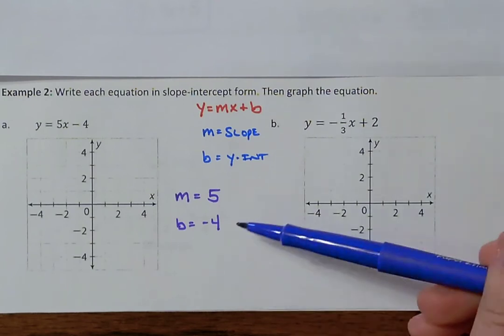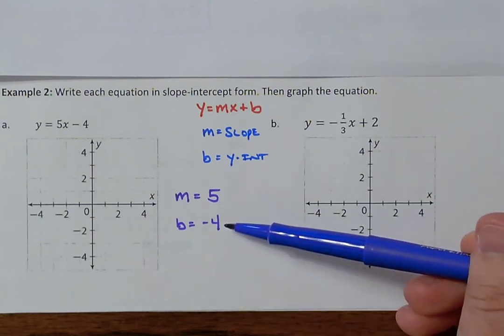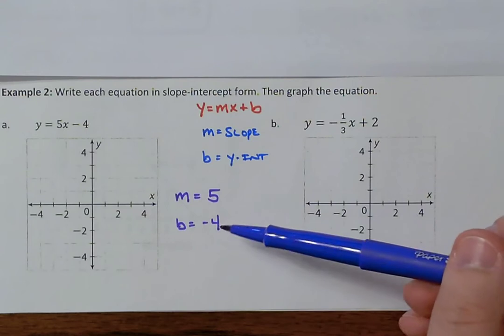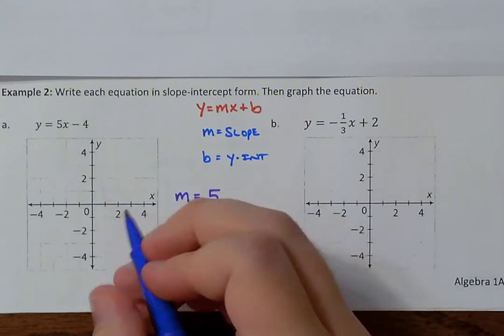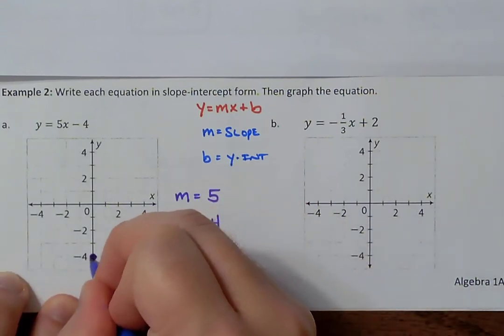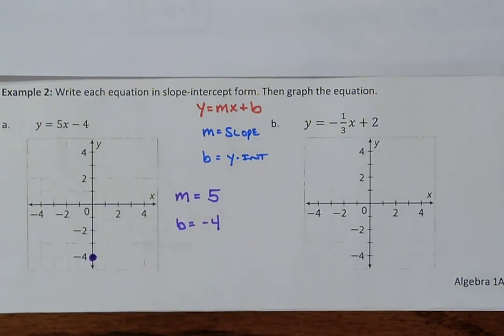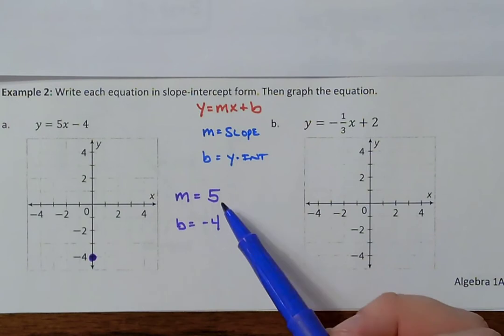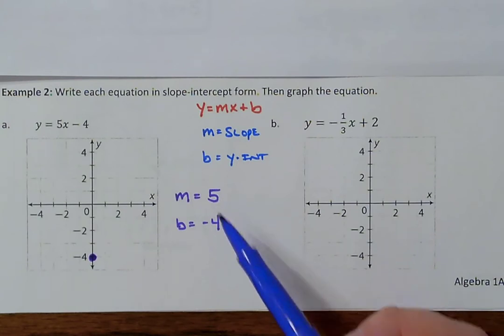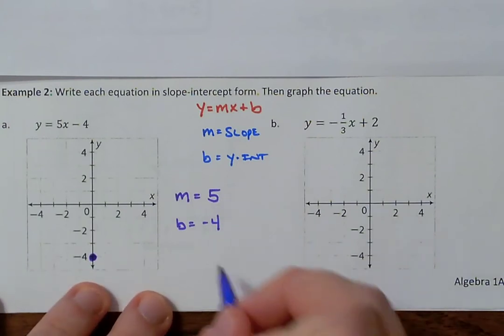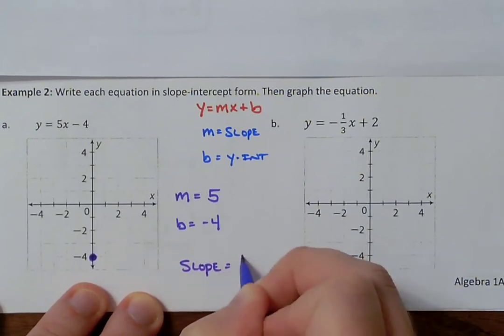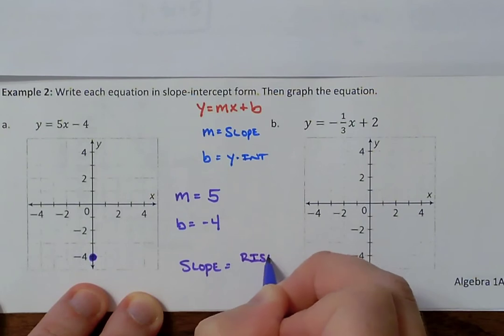The first thing you're going to do is graph your y-intercept. So you're going to take this -4. Remember, y-intercept is where it crosses the y-axis. So this line is going to cross the y-axis at -4. So that is going to be my first point that I plot. So my first point is at -4. Next, you're going to take your slope. Now remember that slope is rise over run.